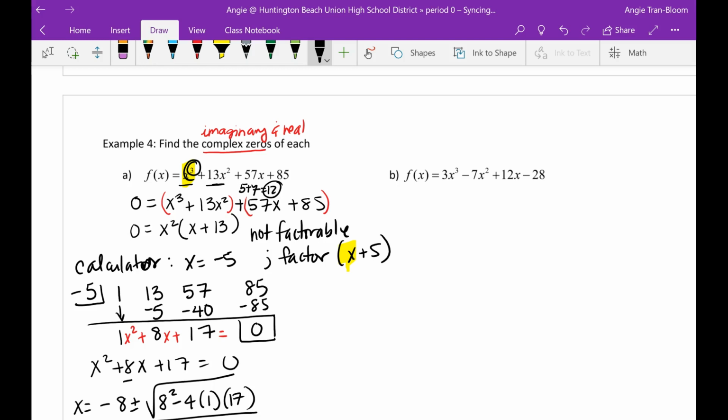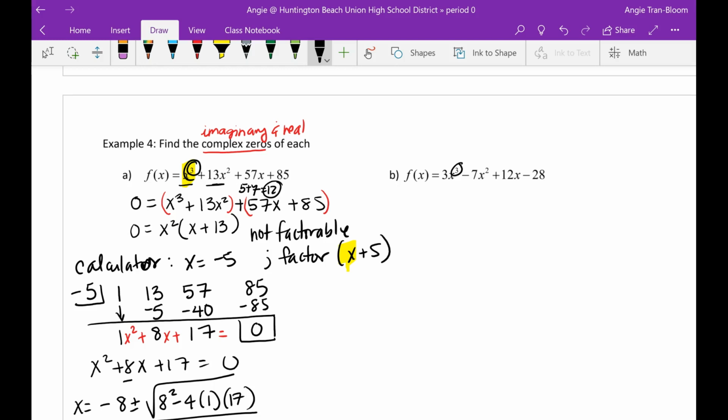Now let's move on to B. If this is difficult, keep in mind that you should go back and watch this another time, possibly 2 more times, just so that way you have a better understanding. B, find the complex zeros. That means I need to find everything, imaginary and real. You have a degree of 3, that means I should have a total of 3 answers, okay?